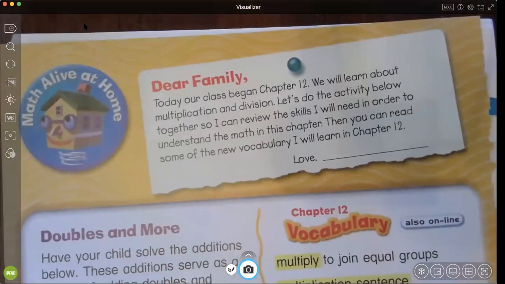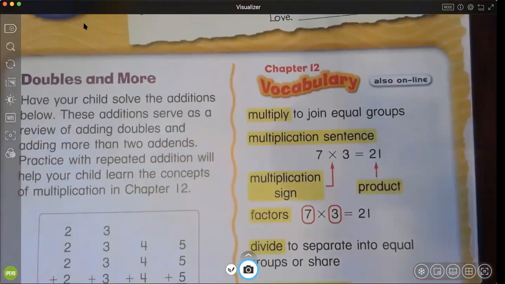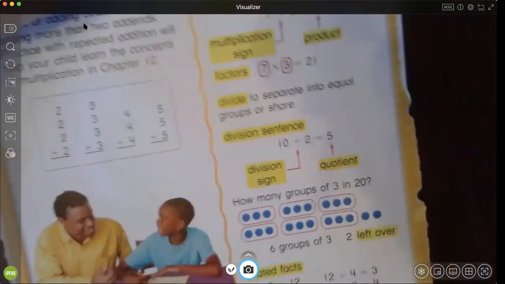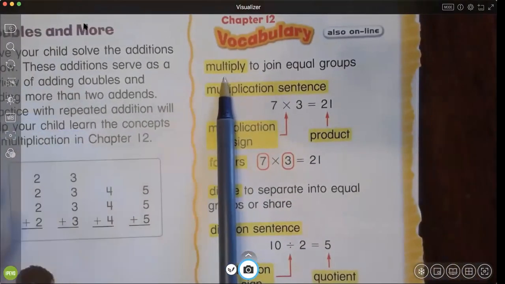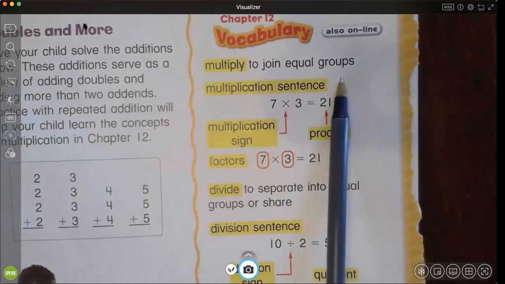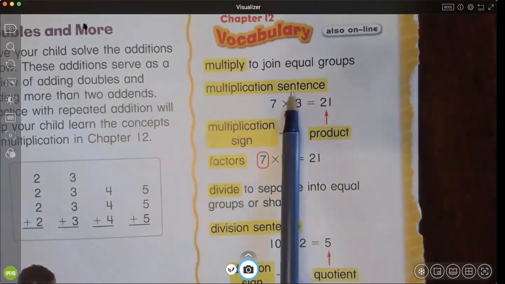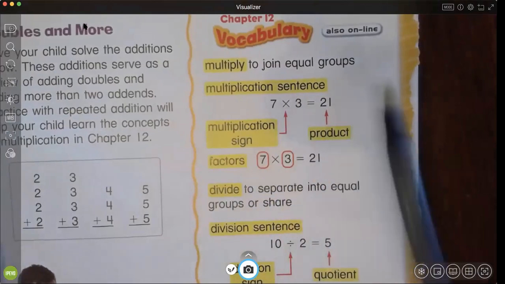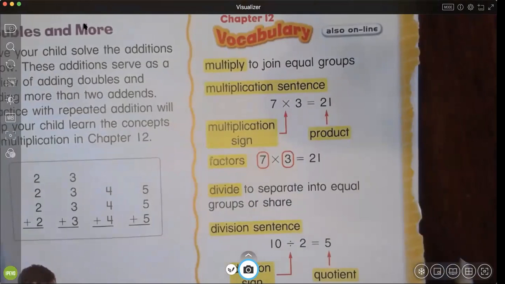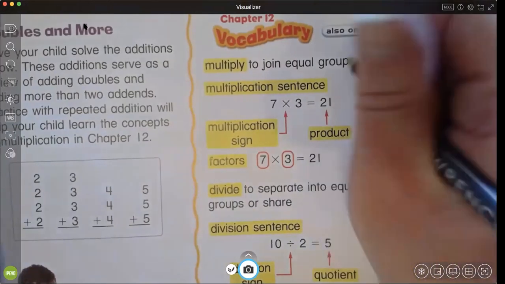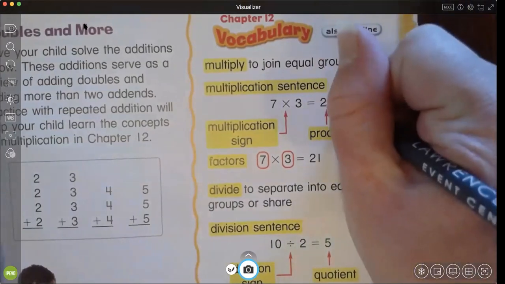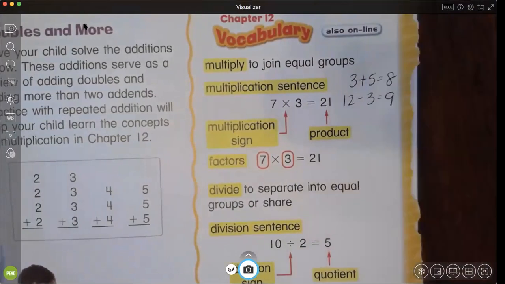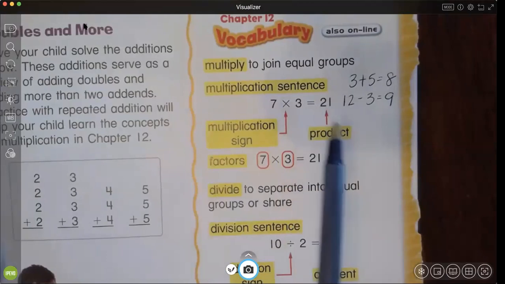The first thing I want to do is go over our new vocabulary words for the chapter. So the first one is multiply, and it means to join equal groups. We have a multiplication sentence. So it's the same thing as an addition sentence or a number sentence in general. So a number sentence would be 3 plus 5 equals 8. That's a number sentence. Or 12 minus 3 equals 9. Okay, those are both number sentences, except for now we call it a multiplication sentence instead of a number sentence.